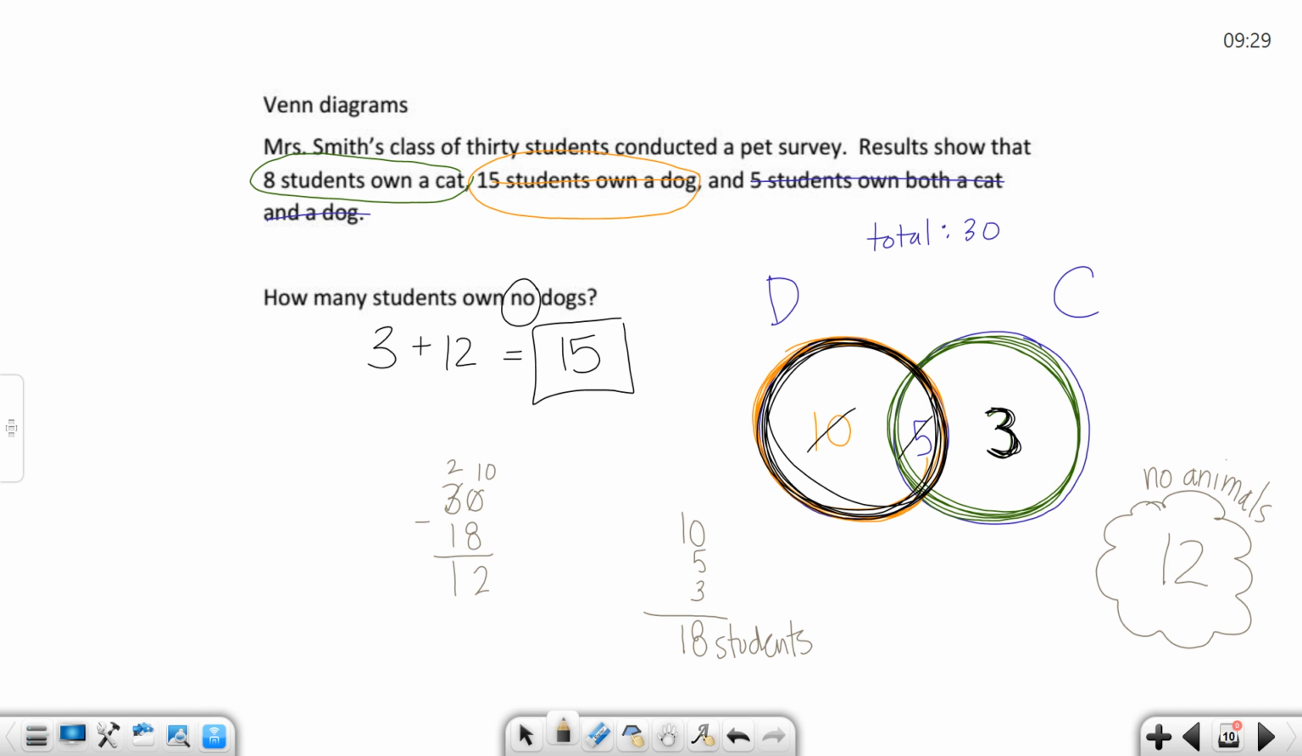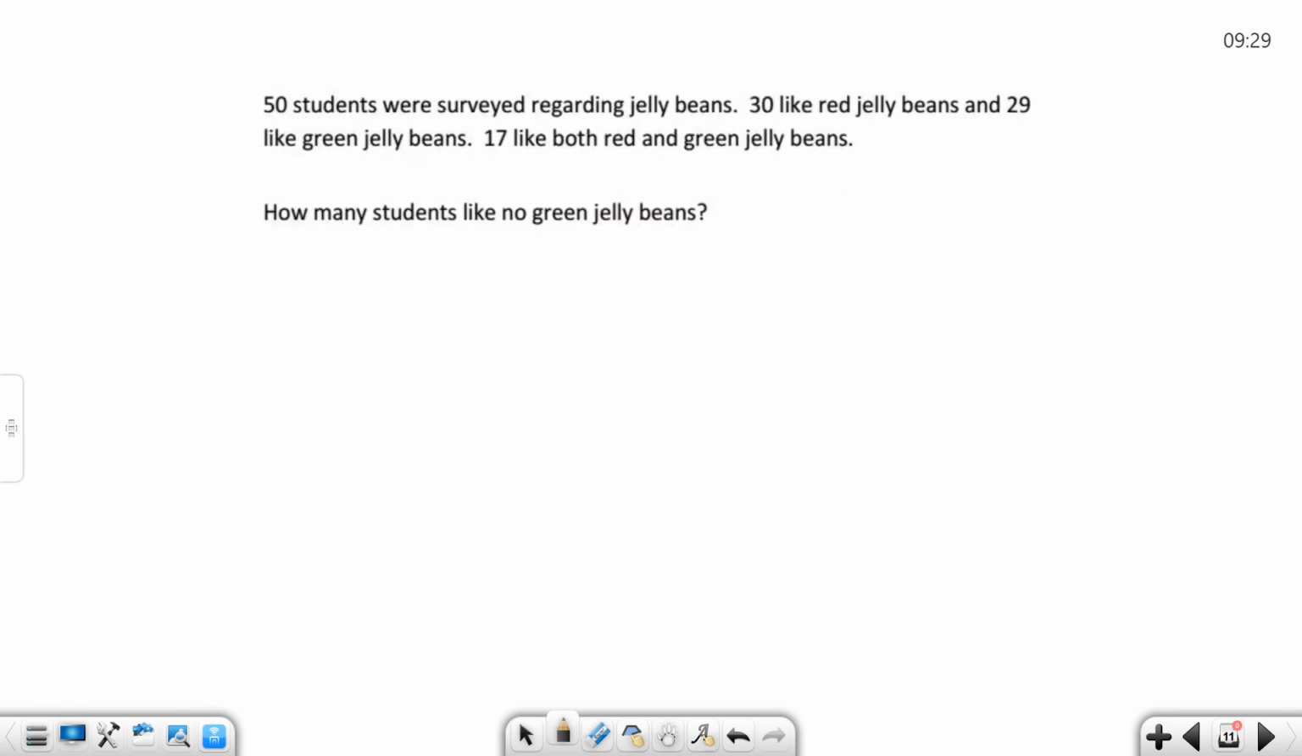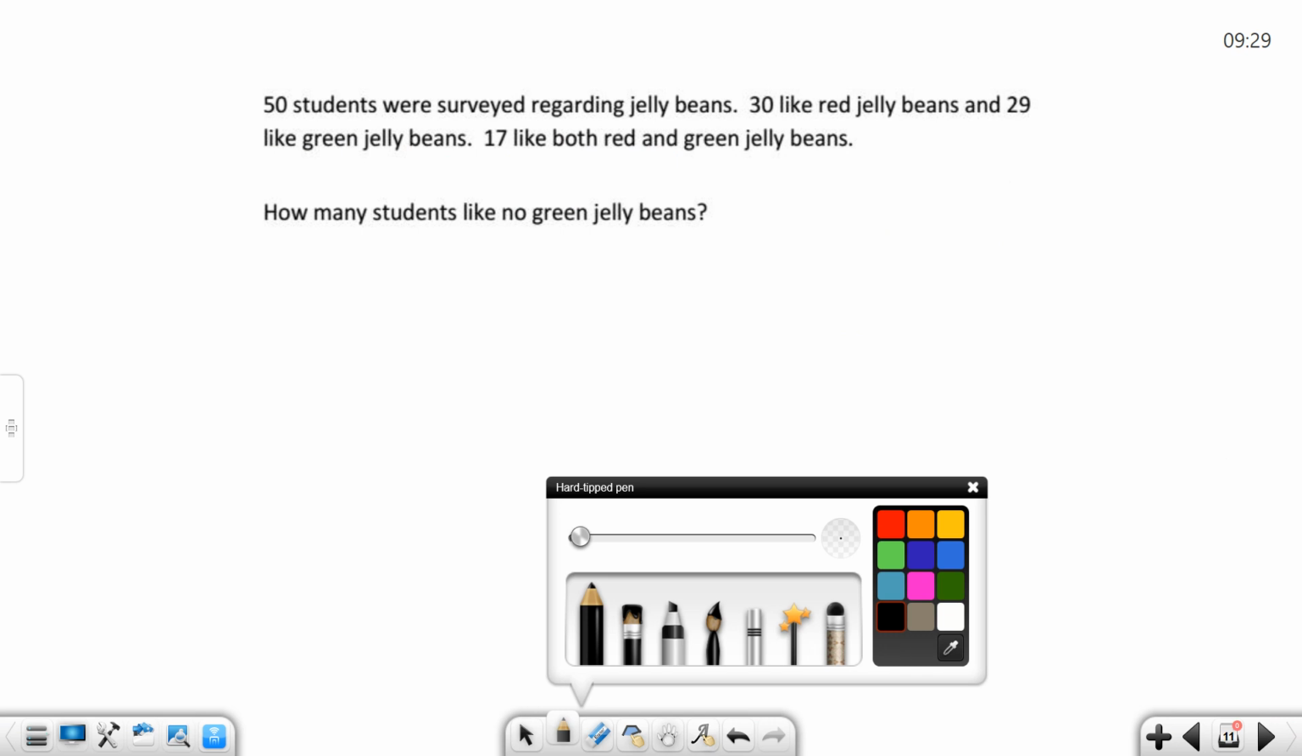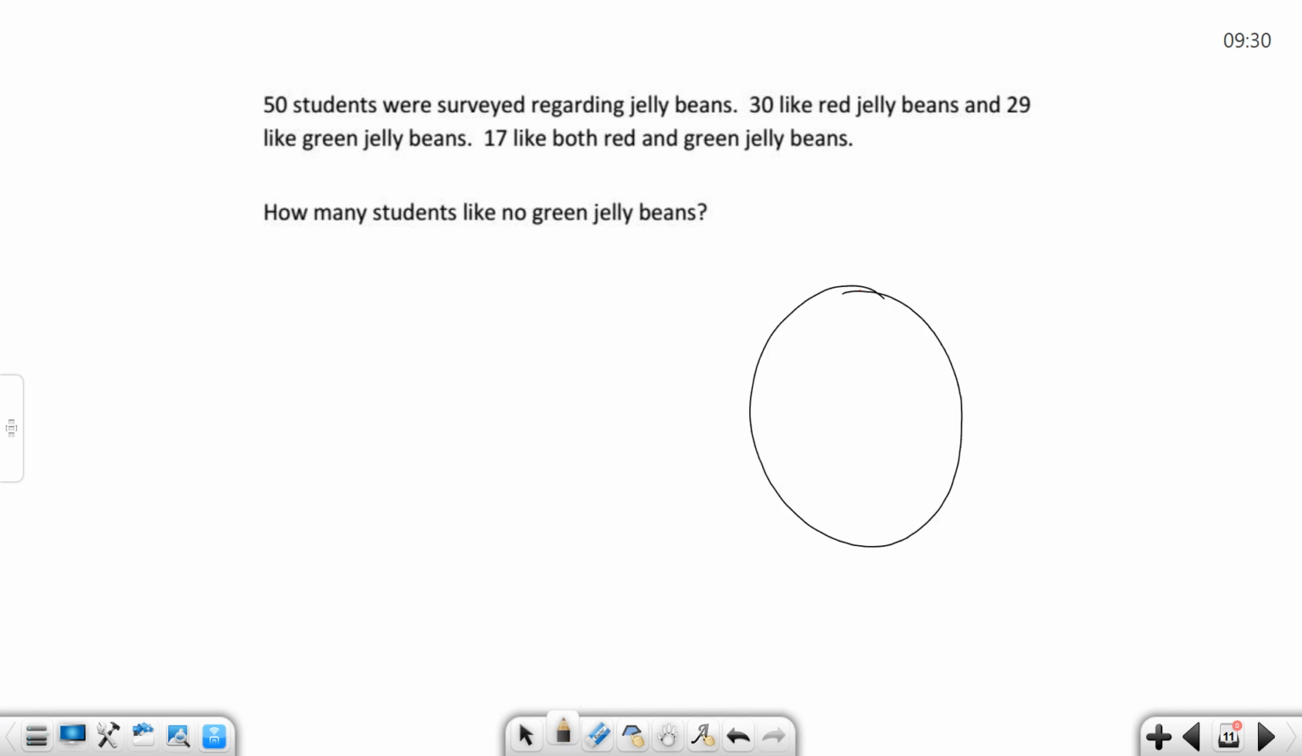Okay, so let's do one more of those 2-level Venn diagrams, and then we'll break this video up. Okay, so this time we have jelly beans, and we have red jelly beans. Let's just do regular for now. And green jelly beans. Not a beautiful circle, but it'll do the trick. Our total students surveyed for this particular one would be 50. We had 50 students surveyed.